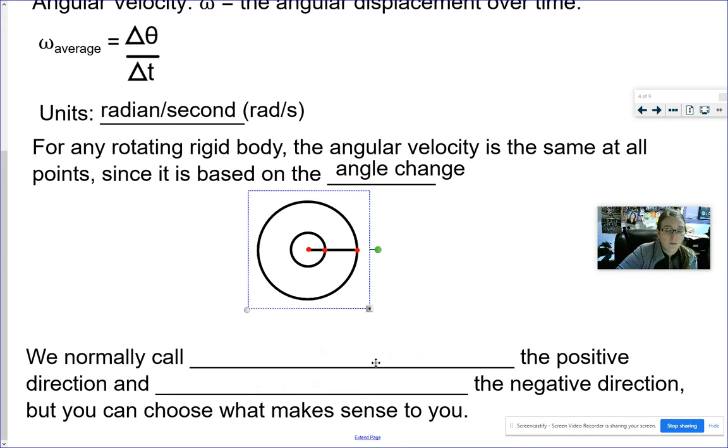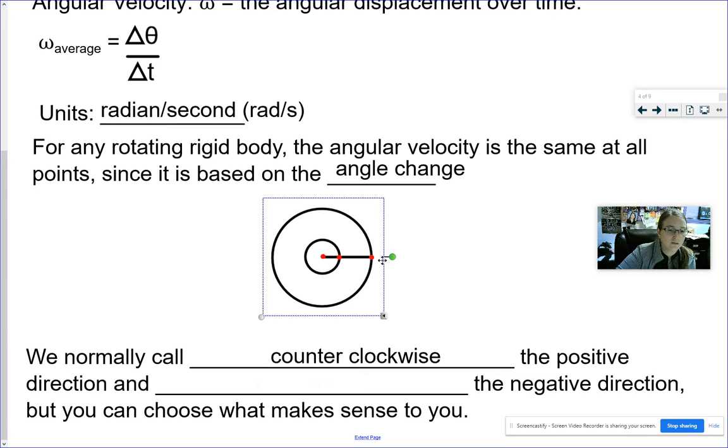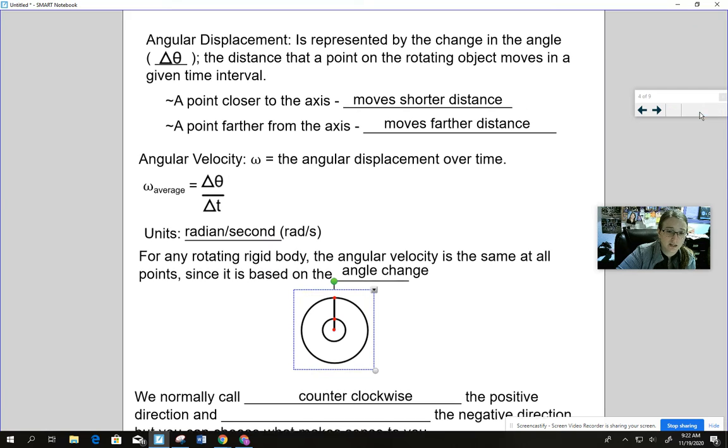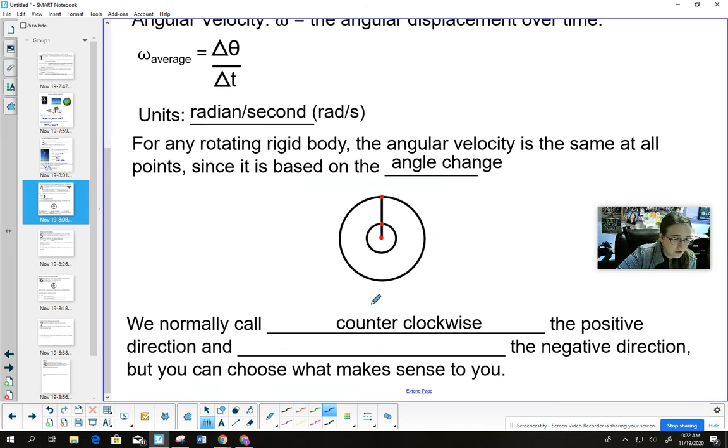Now, when we do these questions, because we're talking about velocity, direction matters. Normally, this is weird, but we call counterclockwise the positive direction, and here's kind of why. This is counterclockwise, right? If you're looking at the bottom, it looks like you're going to the right, so that's the positive direction. And then clockwise is the opposite direction. So normally we call this positive and this negative.